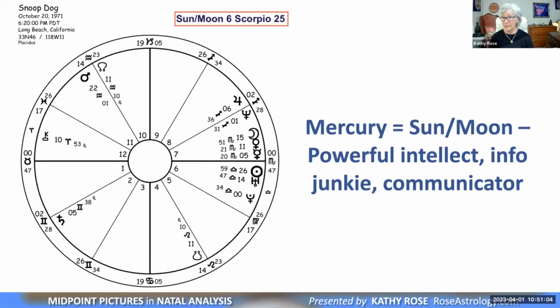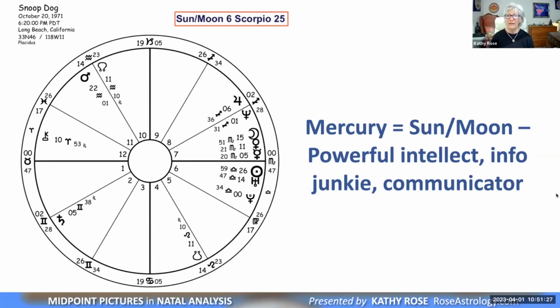So you get somebody who's sometimes very talkative. Like my husband can chat with anybody, anytime. He can start a conversation anywhere we go. He's very gifted at that. My husband was a TV news broadcaster and investigative reporter and radio guy. Mercury equals sun moon. Makes sense, right?